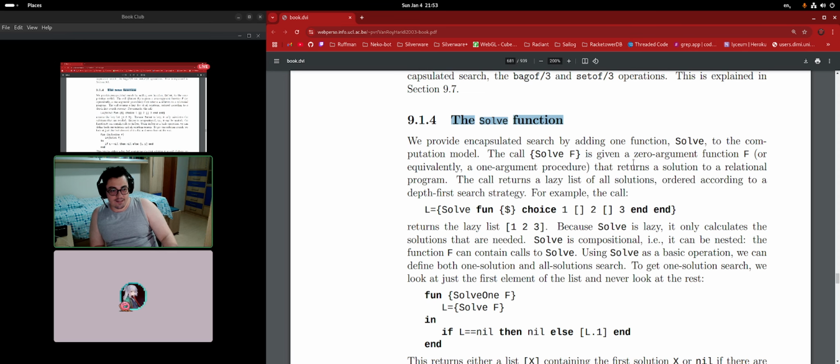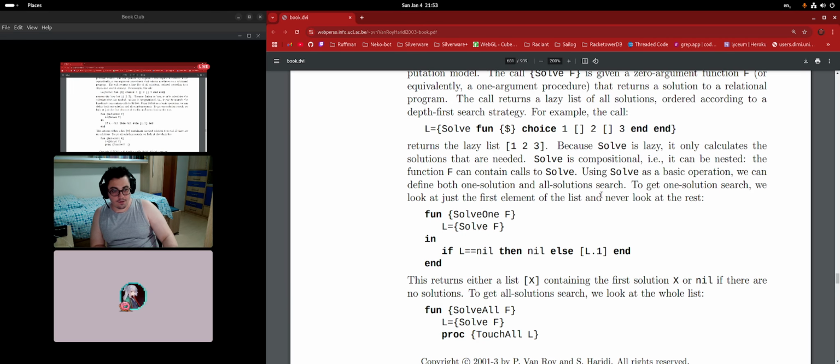So this is encapsulated search, by adding one function, solve, to the computation model. The call solve f is given a zero-argument function, or procedure, that returns a solution, a one-argument procedure that returns a solution to our relational program. So you're not actually embedded, like you're not in an environment where everything is relational. You choose to go relational.